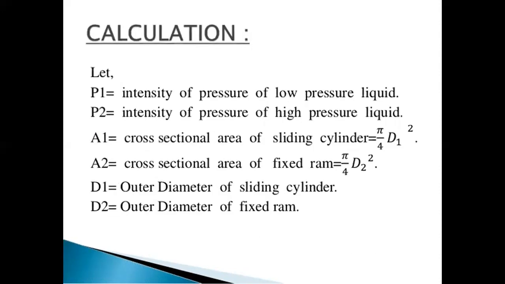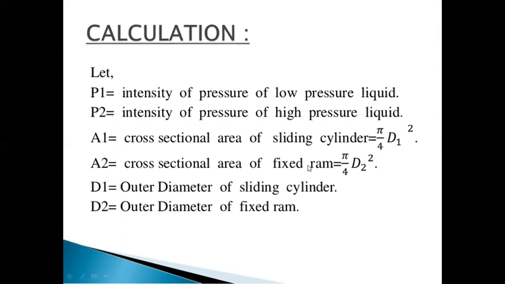Now, there are some calculation parts. How will you calculate the intensified pressure, the intensity of pressure? Let P1 be the intensity of pressure of the low pressure liquid, P2 the intensity of pressure of the high pressure liquid, and A1 the cross sectional area of the sliding cylinder, that is pi by 4 d1 square.